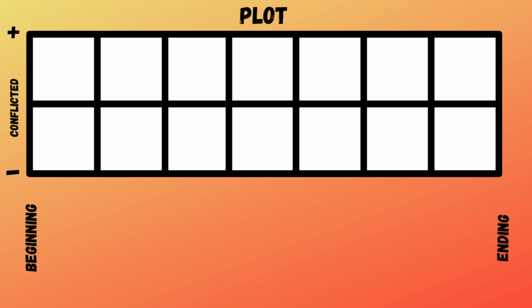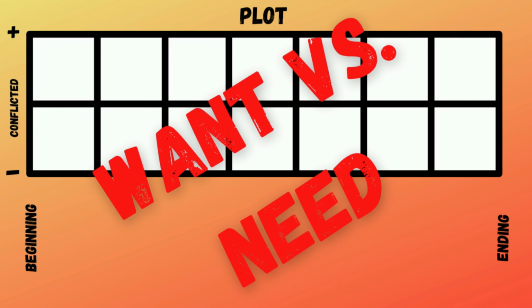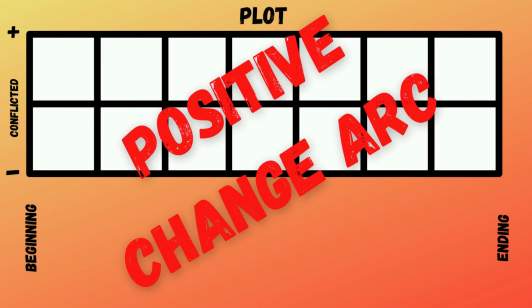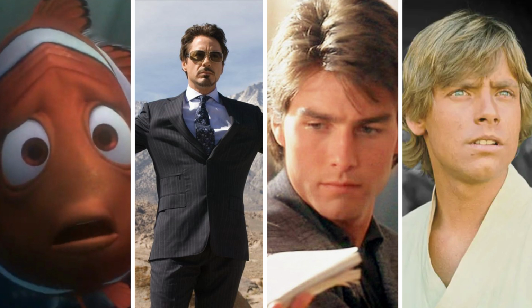So, now that we understand the fundamentals of plot, we can now move on to one of the most common character arcs in storytelling, the want versus need, or more commonly, the positive change arc. In this arc, we are usually introduced to a character in the first act who is living a lie while directing their lives towards an unfulfilling want.